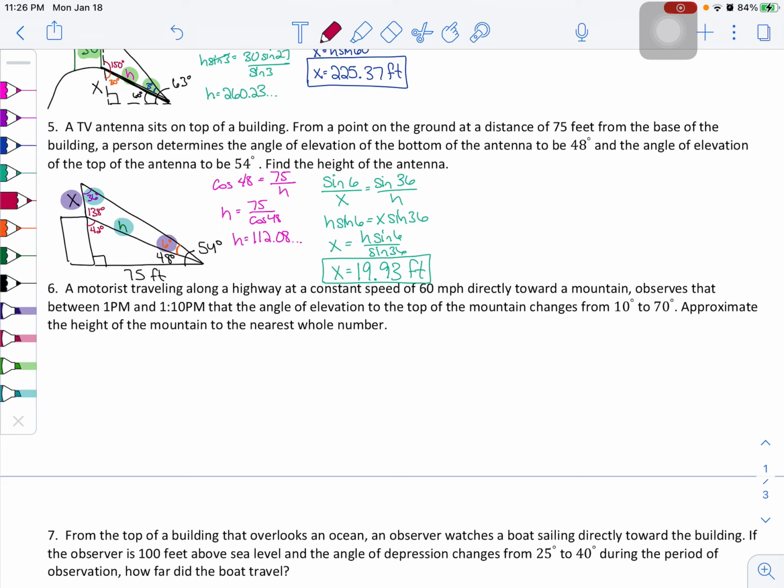All right, so we have a mountain. I'm not worried about it. We know that we're going to figure out this height. So there's my x.